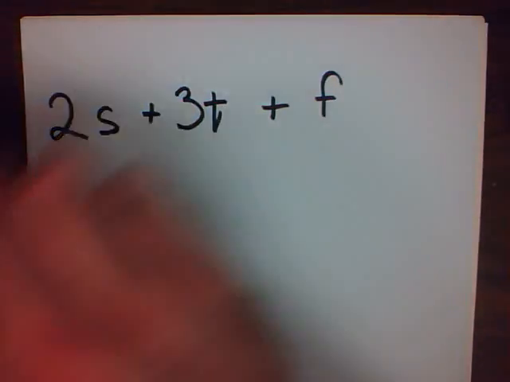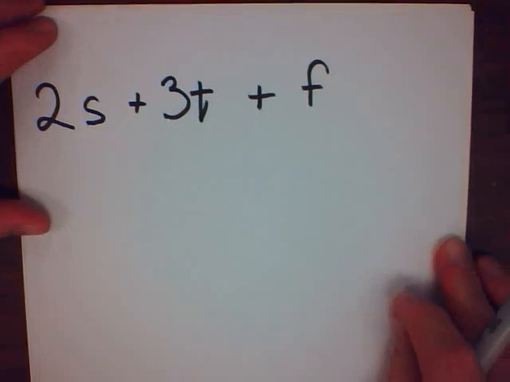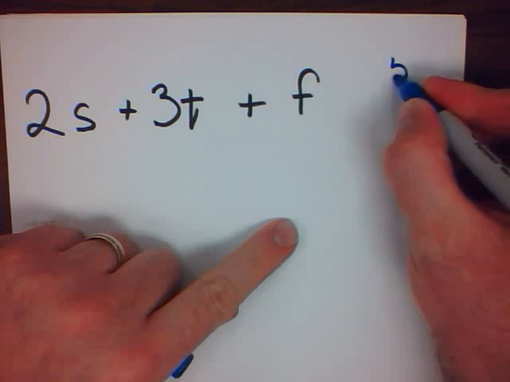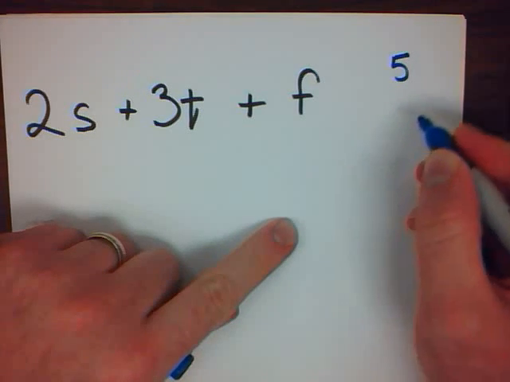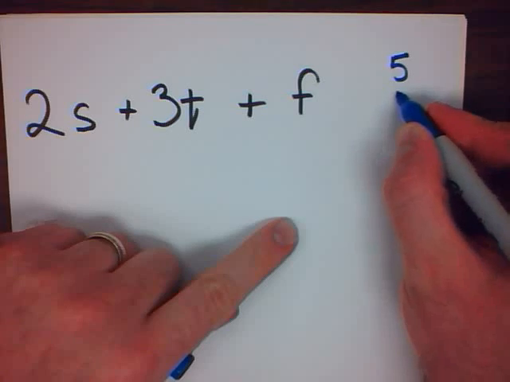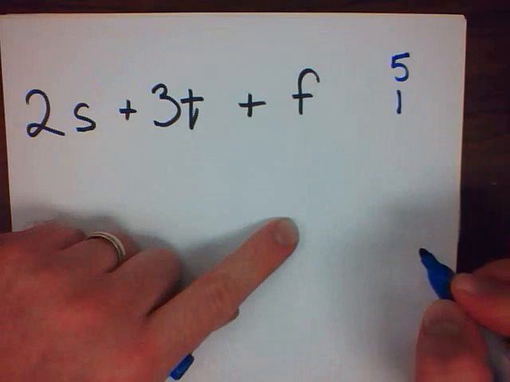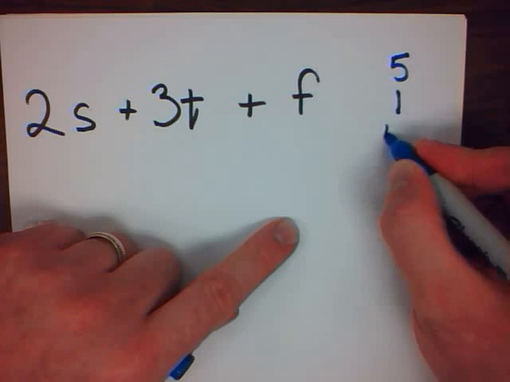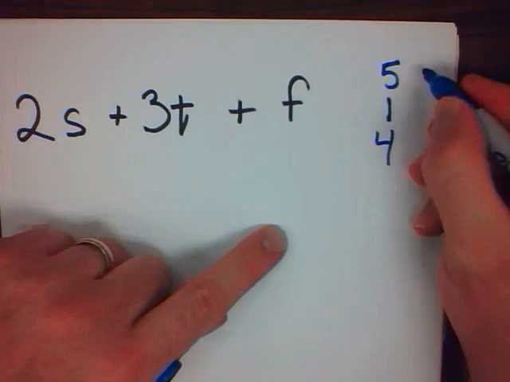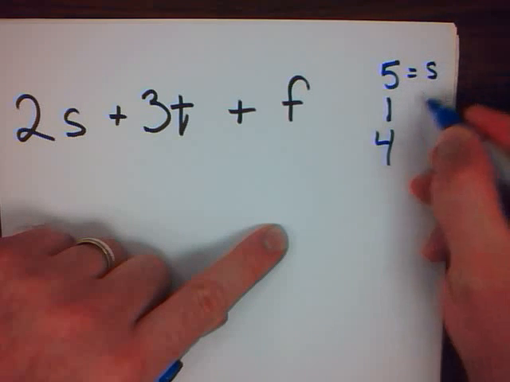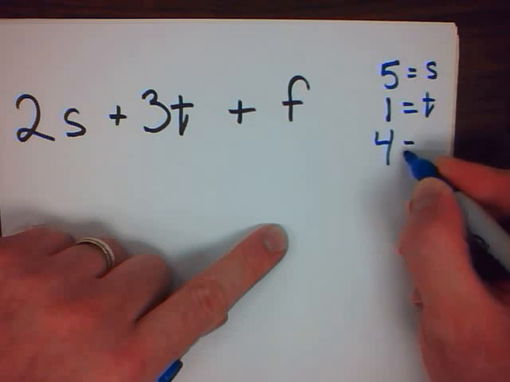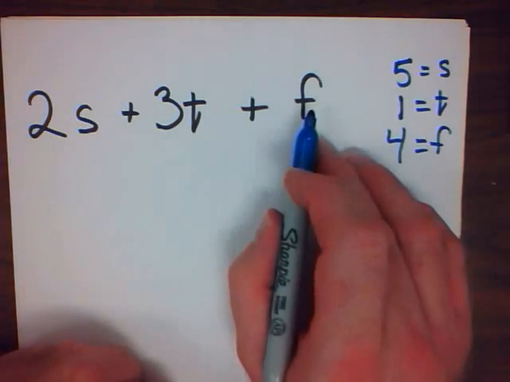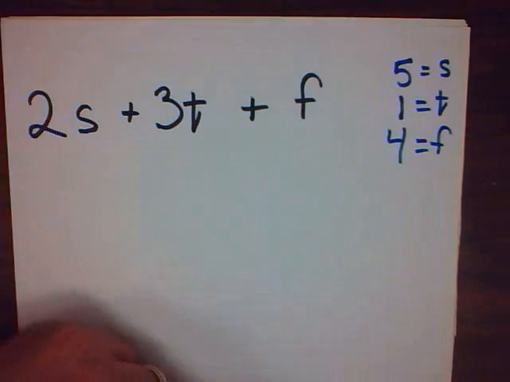So let's imagine a basketball game in which I play brilliantly well. I score 5 regular shots. I get maybe 1 extremely lucky 3-point shot because I don't do those very well. And I get a few foul shots in. Let's say 4. So this is S, that is T, and that is F. This expression represents the score that I'm going to get from that basketball game.